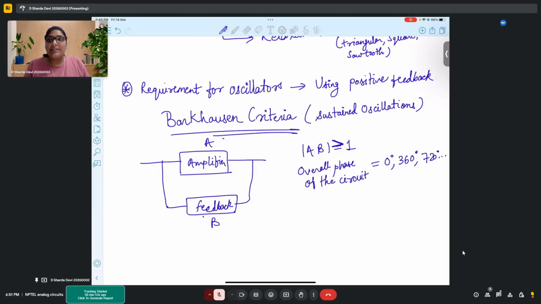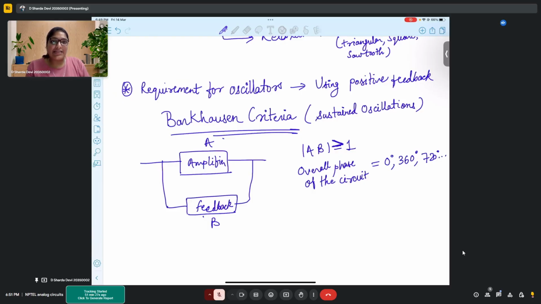But to begin the oscillations, you need to have A times beta slightly greater than 1, so that you can get started with the oscillation. After that, once you have already seen the oscillations, you stop. Practically, if you are performing this experiment in the lab, then to begin the oscillation you need to keep A times beta slightly larger than 1.